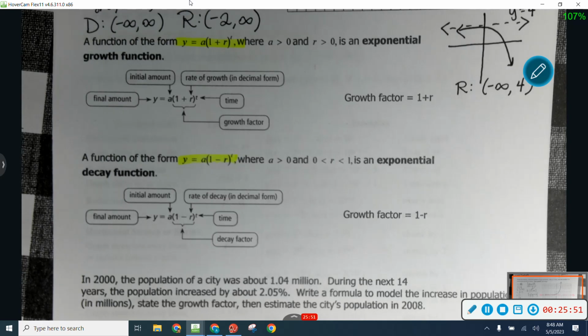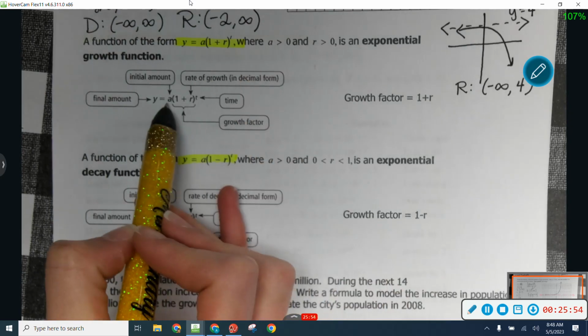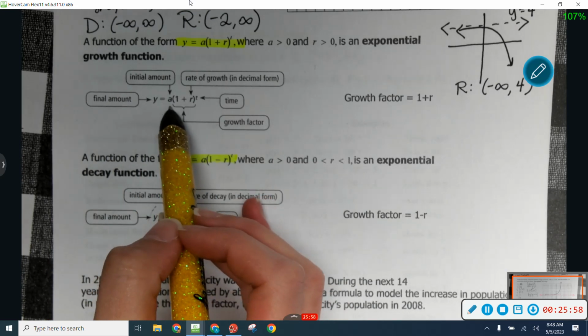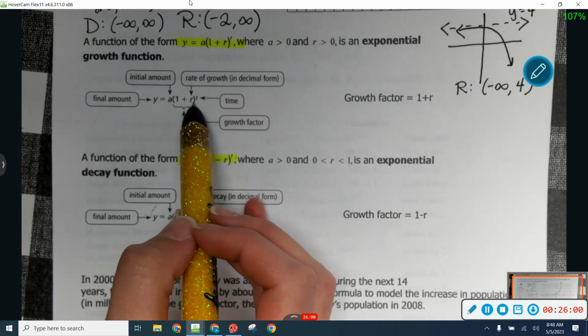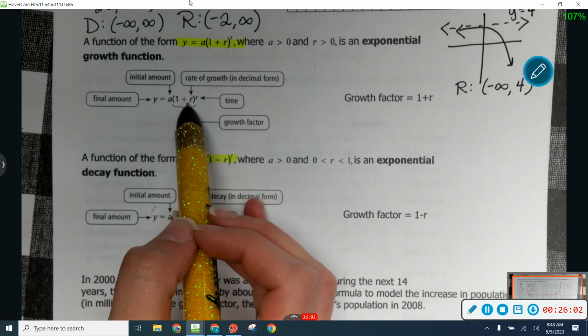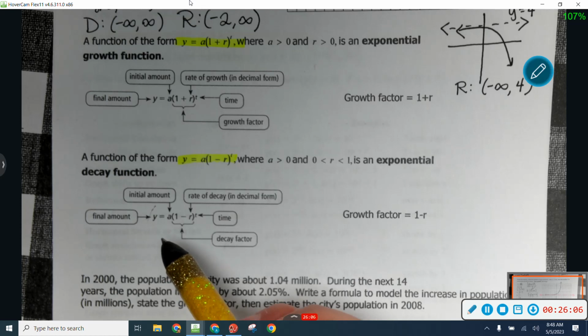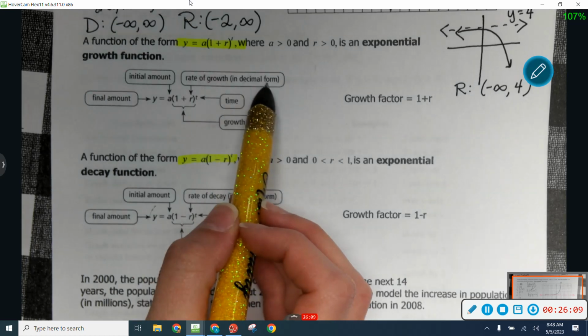Okay? So your a in the formula, whether you have a growth or a decay, represents the same thing. A is your initial amount, whatever you start with. Your r is your rate of growth or your rate of decay. It's usually a percentage. You need to make sure you put it in decimal form.